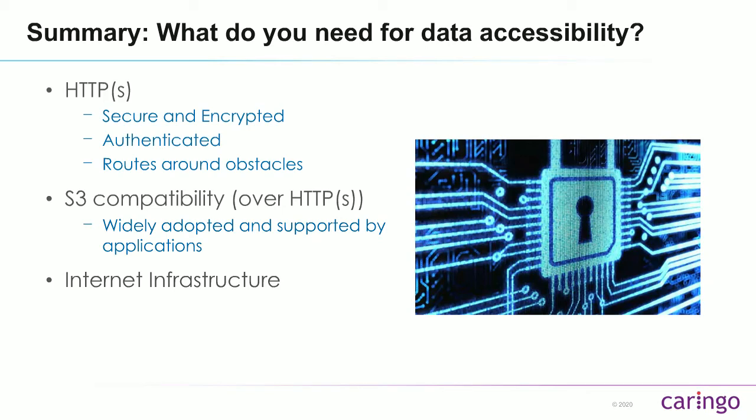It is. So really, just to go over what we've introduced and covered at varying levels here. The core object protocol is HTTP. So when you add HTTPS, you add the ability to be secure and encrypted. The authentication mechanisms are there. Routes around obstacles are there. The certificate systems are there. So that's really all about authentication of endpoints, are people who they say they are.